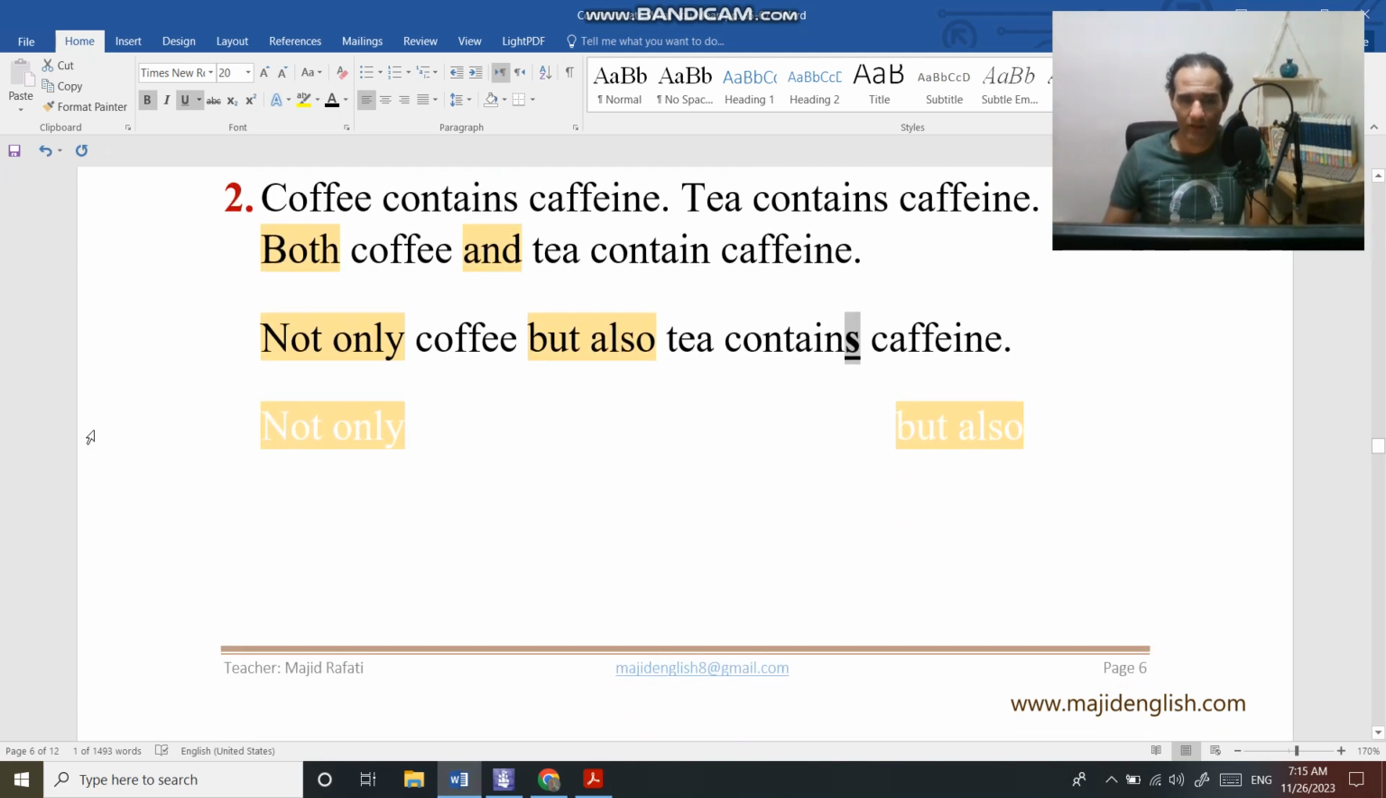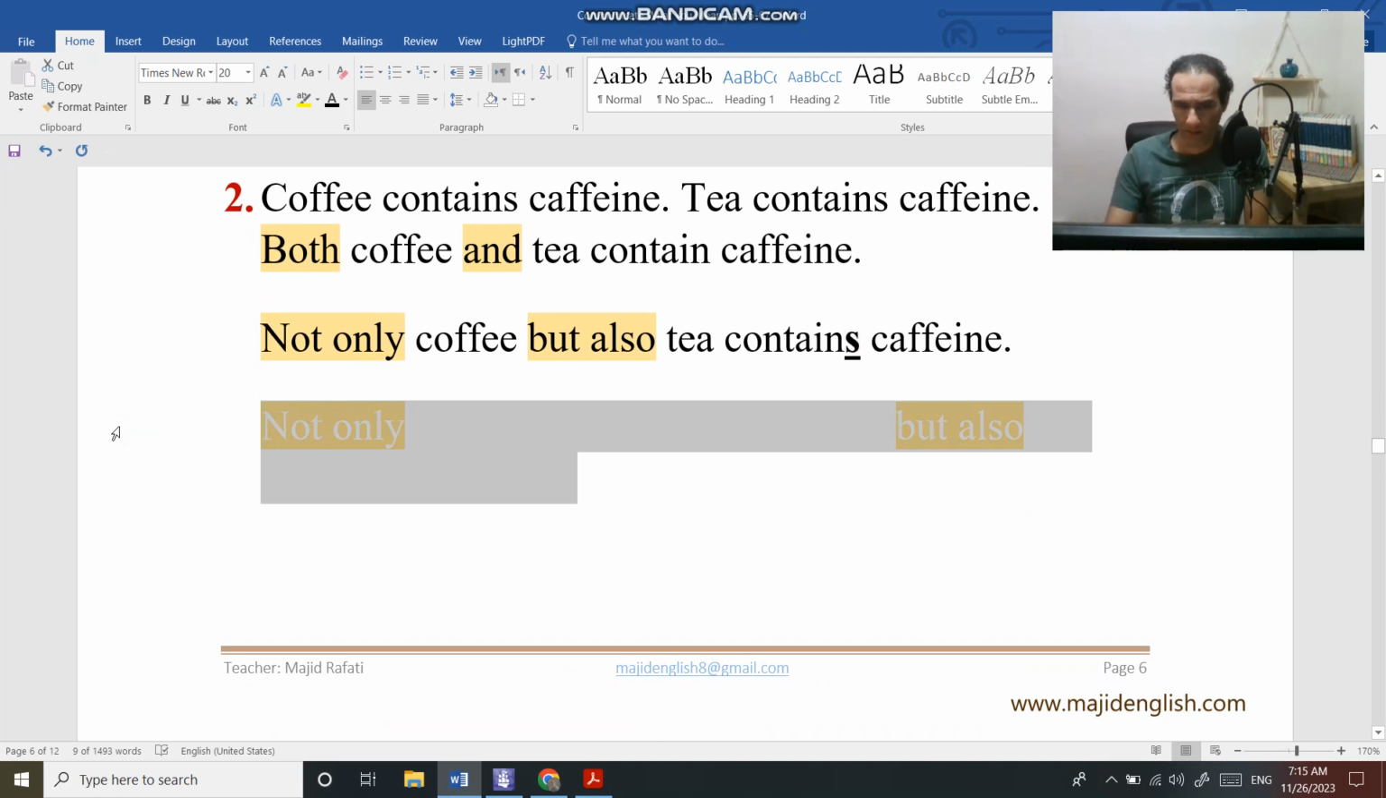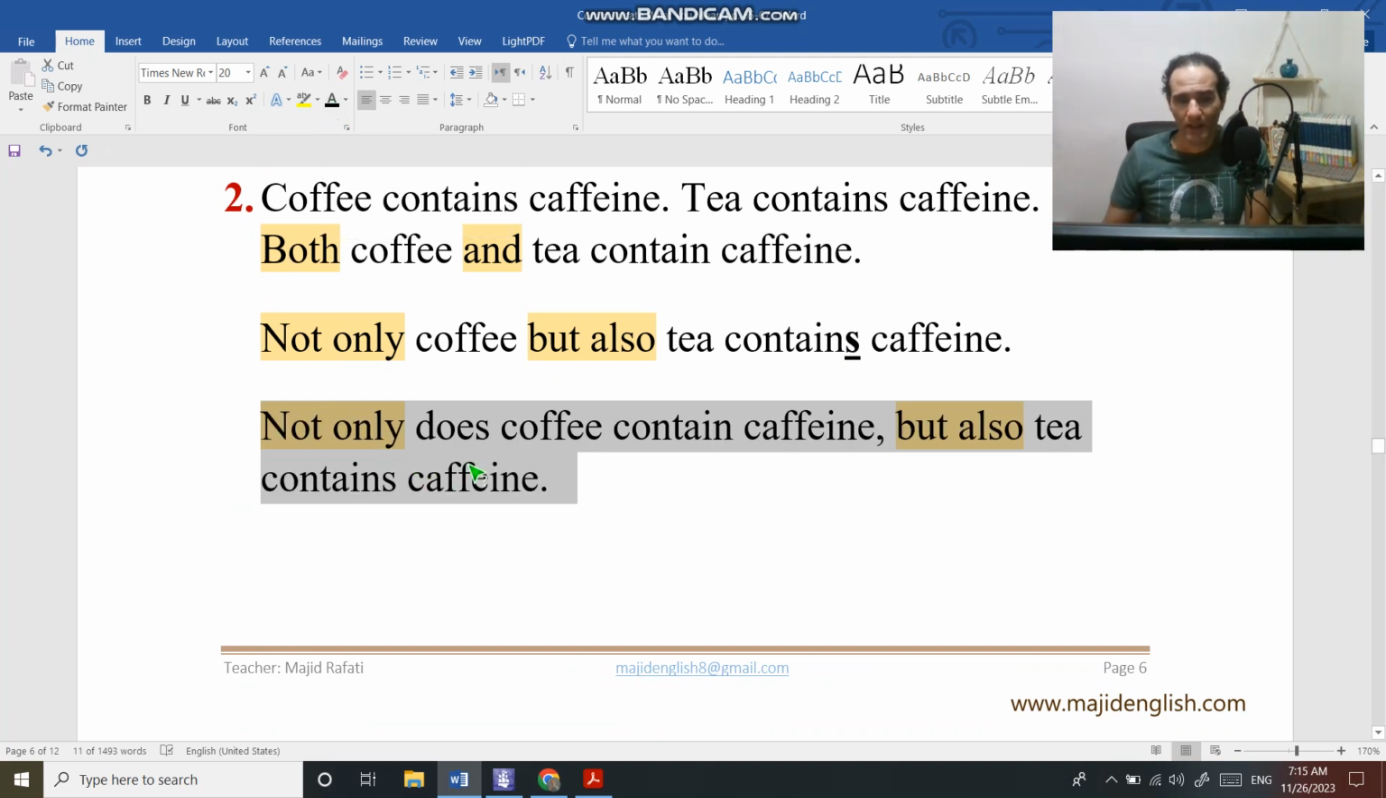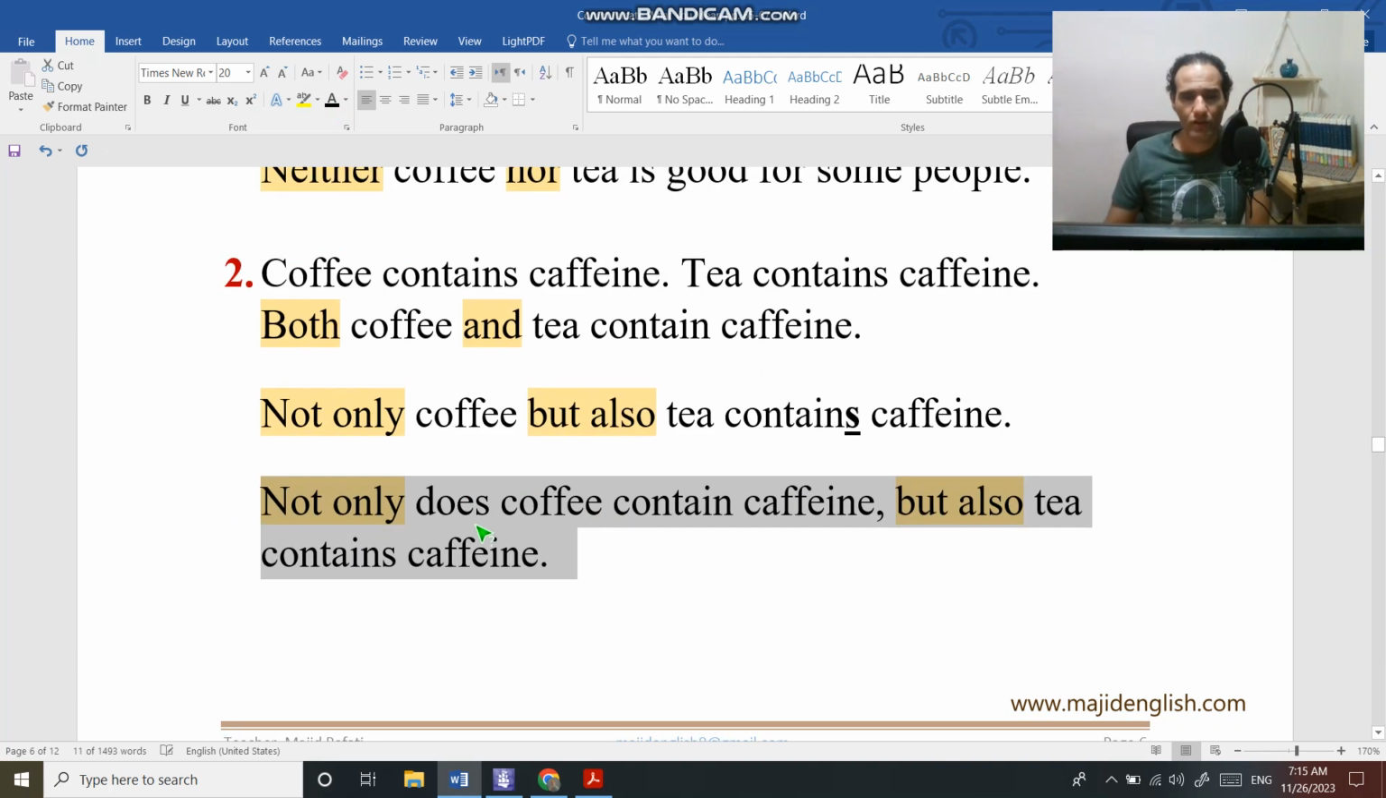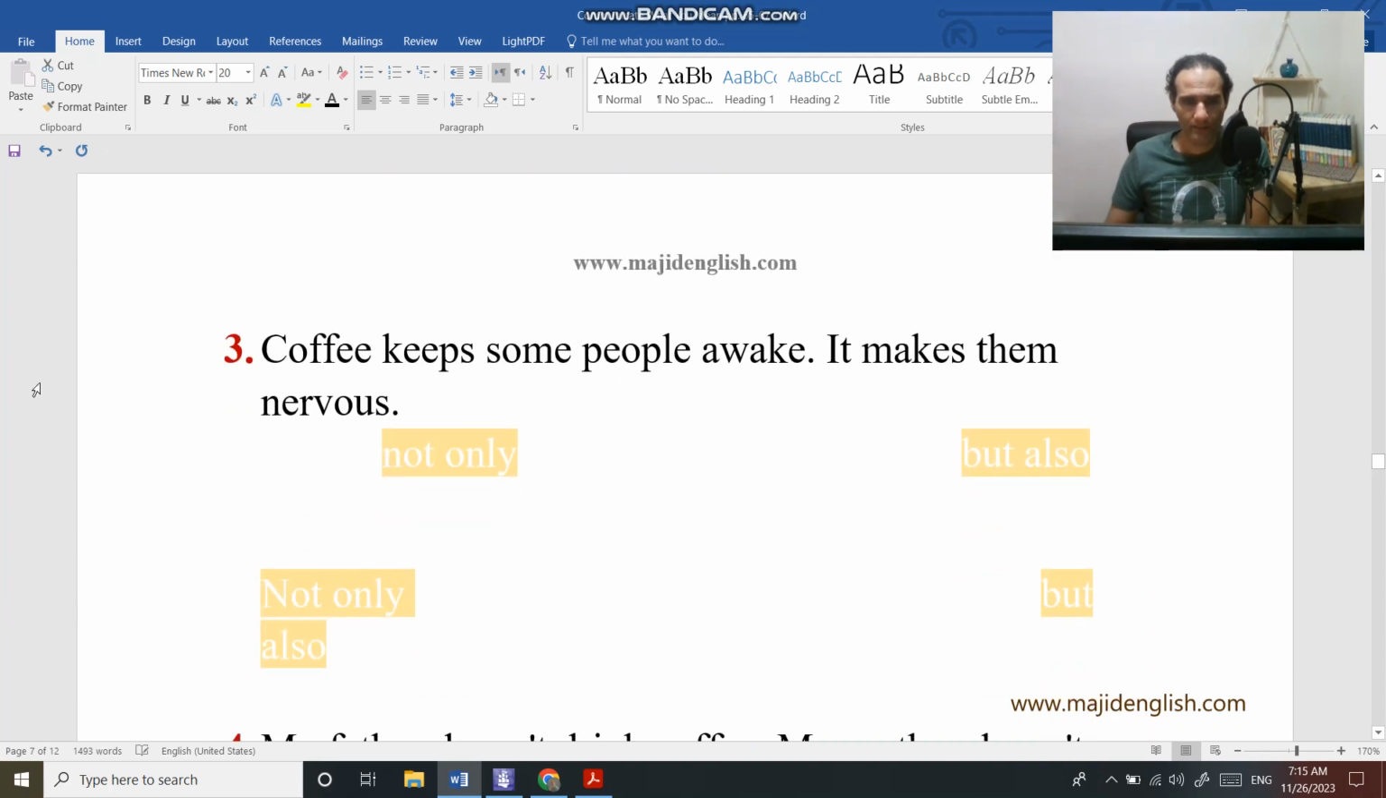We can have it at the level of independent clauses. How? You say, not only does coffee contain caffeine, question form, comma, but also tea contains caffeine. Now, it's your choice to see which one is more beautiful. All of the three are acceptable, but you should see which one is more beautiful in each case and then apply that. Coffee keeps some people awake. It makes them nervous. Okay?